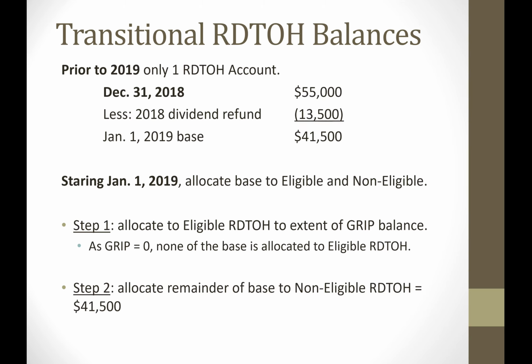Then we move on to the second step. The remainder of the base will go to the non-eligible RDTOH account balance. So $41,500 is the base, zero allocated to the eligible account. The remainder, $41,500, goes to the non-eligible account. Now, when dividends are paid out, they have to be designated as eligible or non-eligible, and so having these two RDTOH account balances will determine whether they get a dividend refund or not when the company pays out an eligible or non-eligible dividend in the future. So that's how that base amount will be allocated to these two RDTOH account balances.